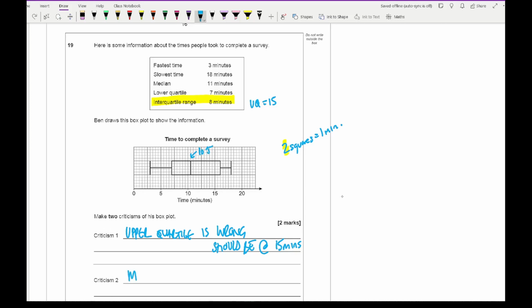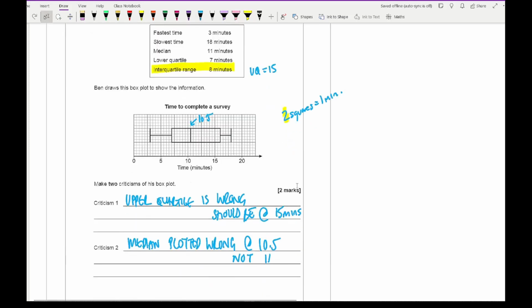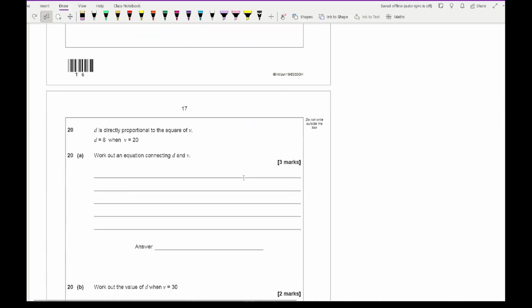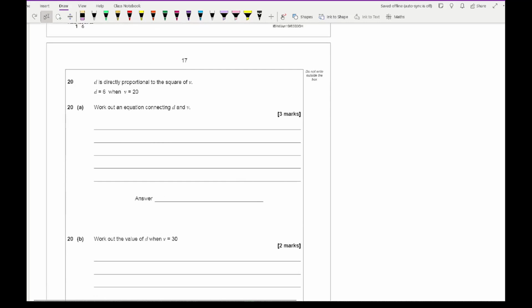So the median value is plotted wrong, as it's at 10.5, not 11. So something along those lines will get you the 2 marks. Then moving on to question 20.